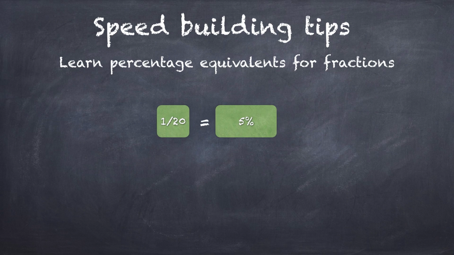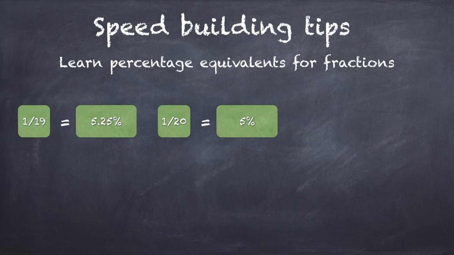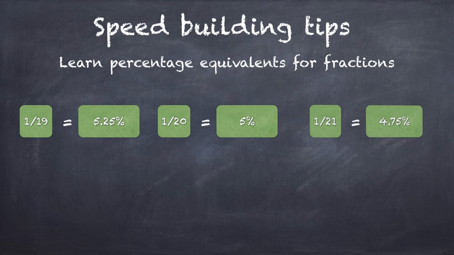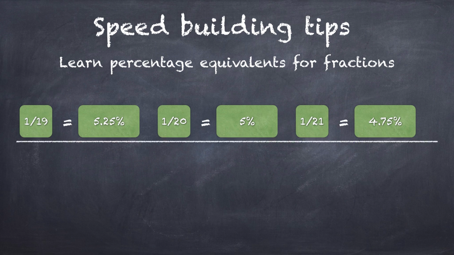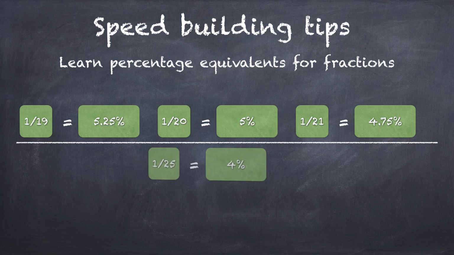Okay, another interesting group is 1 by 20. We know it's an easy enough number, 5%. Now move to 1 by 19 and you get 5.25%, and move to 1 by 21, you get 4.75%. The pattern being that the values are increasing and decreasing by 0.25, and 0.25 itself being a square, 25 being a square of 5. So that could be a way of remembering it.